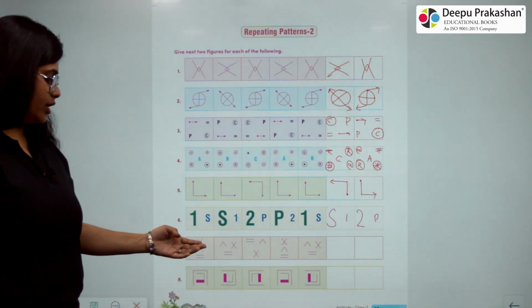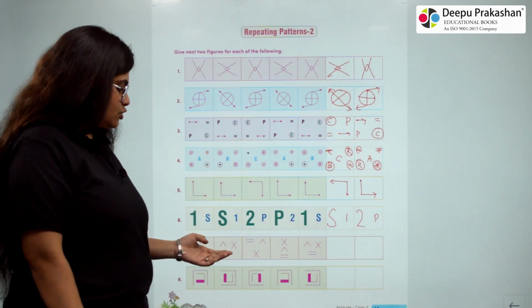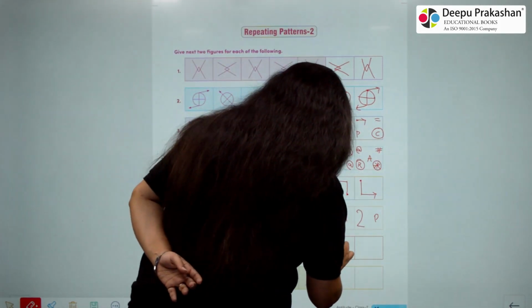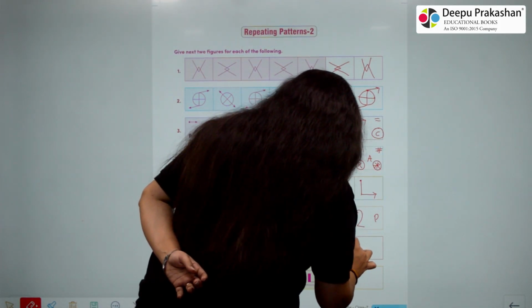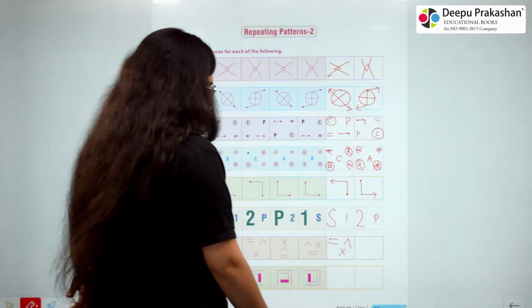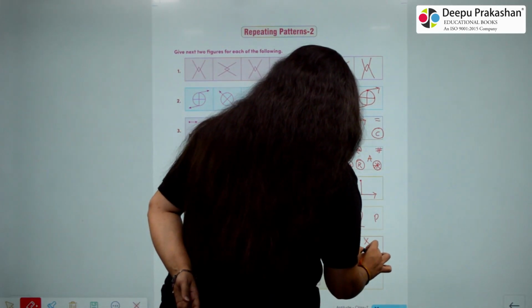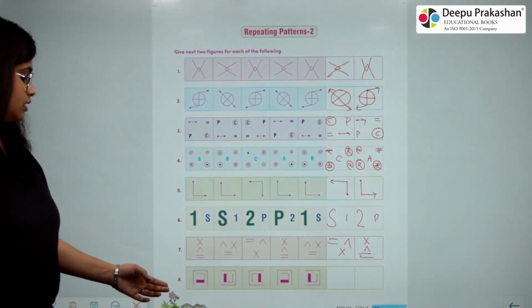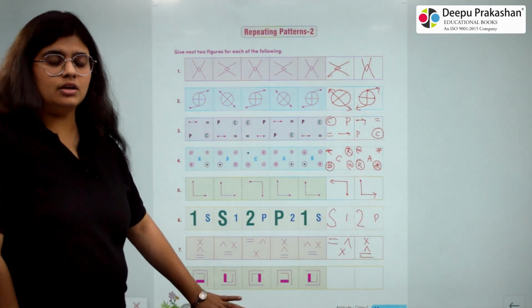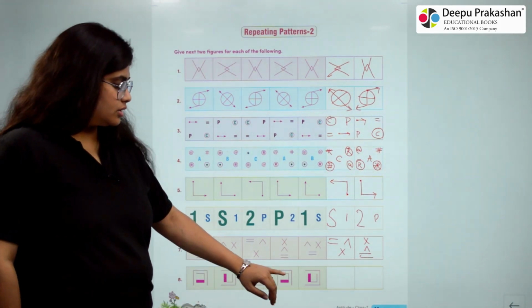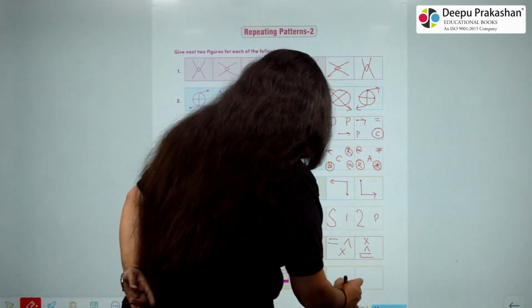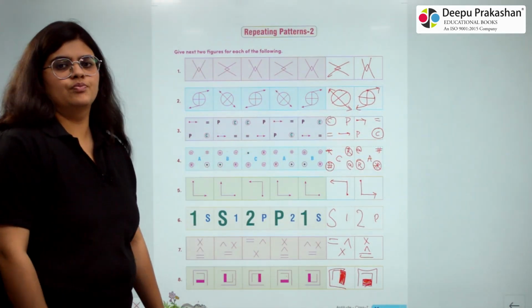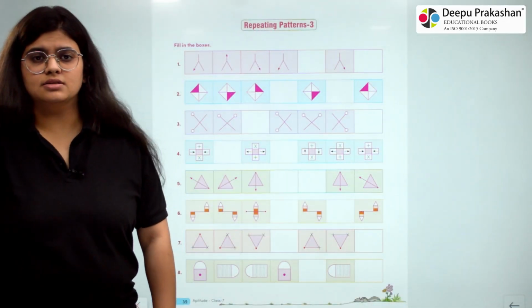7. Here we are given a pattern of 1, 2, 3, 1, 2. So after that 3 will come, and the third pattern is this. And after 3, the first pattern, that is X, this. Okay. 8. Here also we are given a pattern of 3, 1, 2, 3, then 1, 2. So the next one will be this, and the next one will be this. Okay.